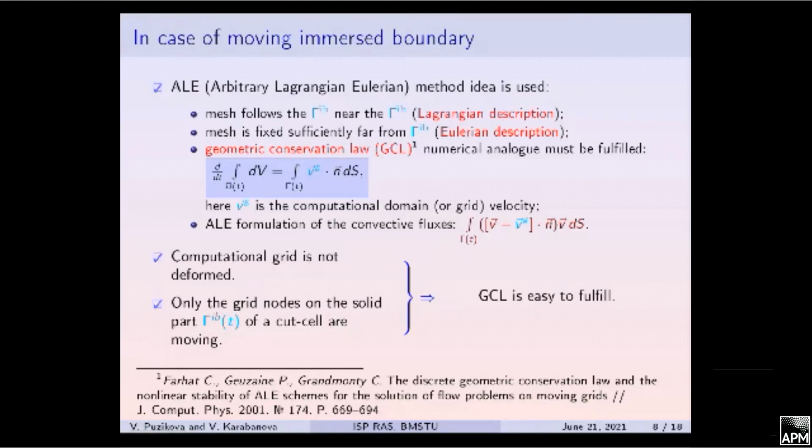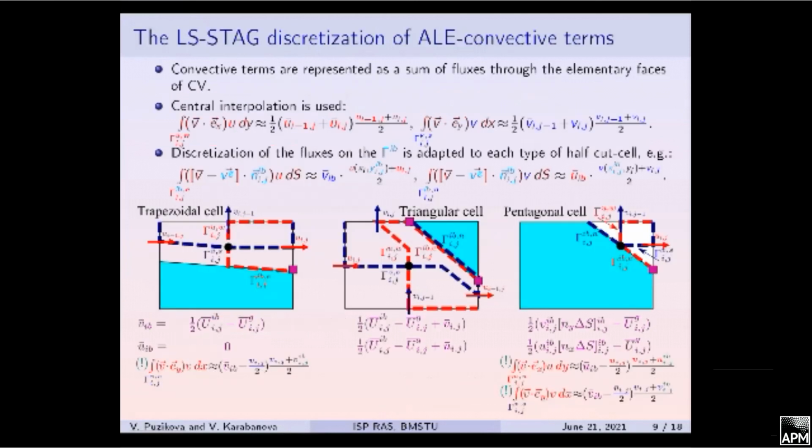For immersed boundary methods, the geometry conservation law is easier to fulfill because only the grid nodes on the solid part of a cut cell are moving, and the computational grid is not deformed by the immersed boundary motion. Convective terms are represented as the sum of fluxes through the elementary faces of control volumes. Central interpolation is used. Discretization of the convective fluxes on the immersed boundaries is adapted to each type of half-cut cell.